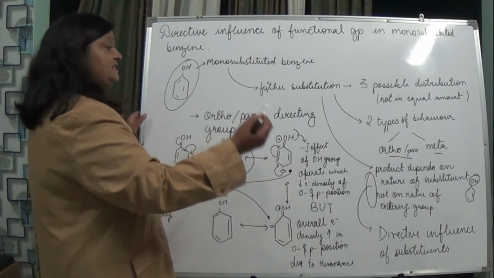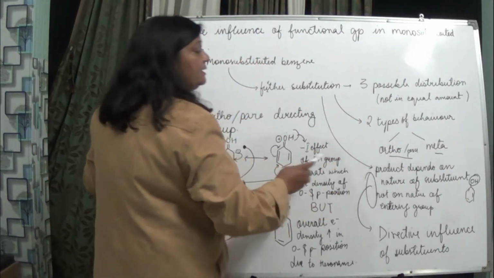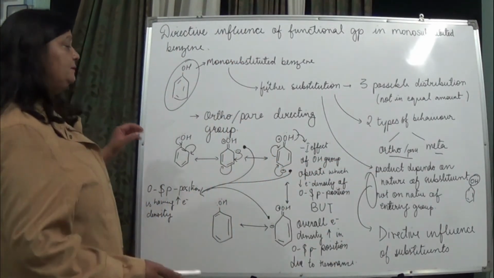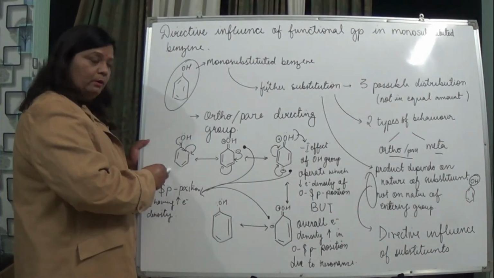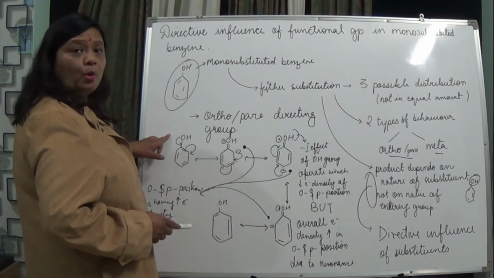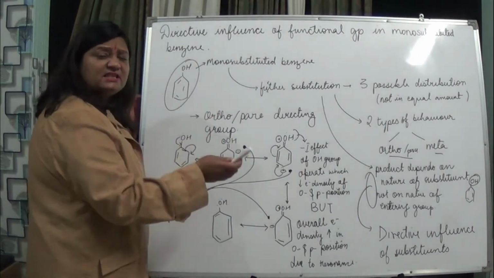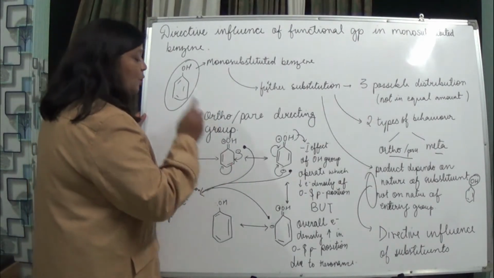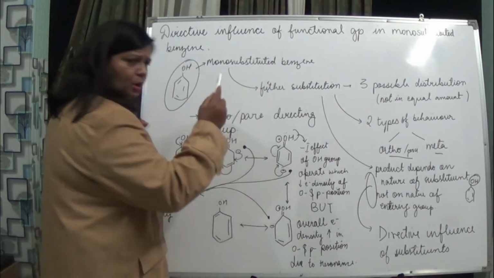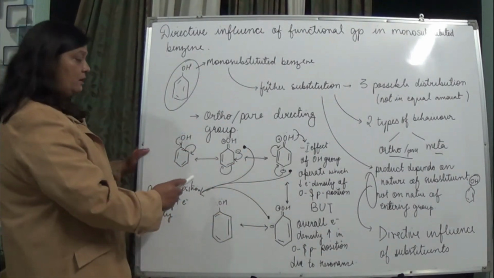So I said to you that two types of behavior are shown, the ortho, para and meta. Let us take the example of an ortho, para directing group. For that I have taken the example of phenol. Here we see that the movement of electrons starts from the OH group, and in the second step the density of the electrons increases at the ortho position, then at the para position, and then again at the ortho position. So what is going on over here? Resonance is going on, isn't it?